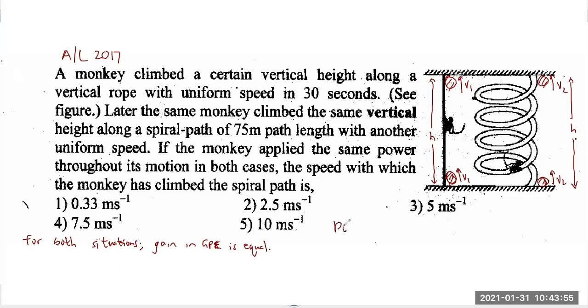Okay, so we know power is equal to gain in gravitational potential energy divided by time. If gain in potential energy is equal, what can I say? Gain in gravitational potential energy and power both are equal, constant. So time should also be constant for both the monkeys. Time should be constant for both the monkeys. All right. So that is the conclusion you can get from this.